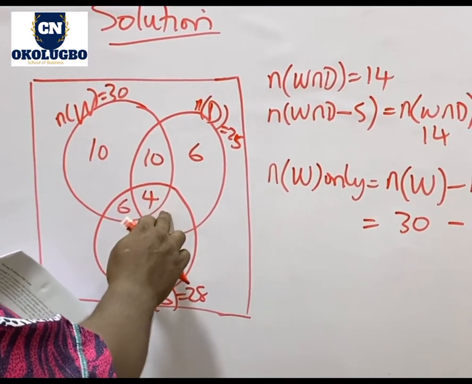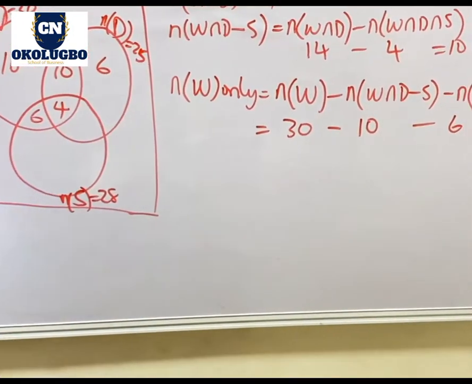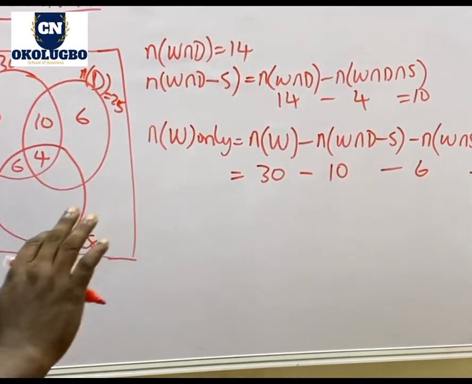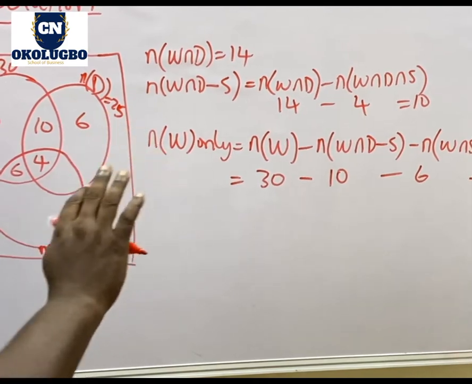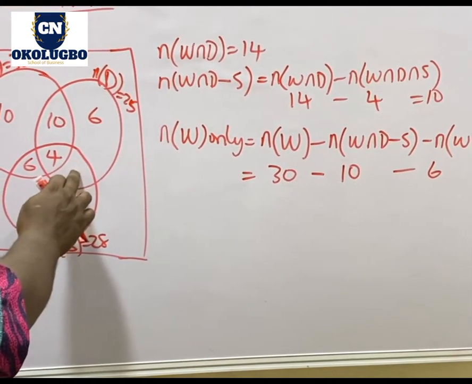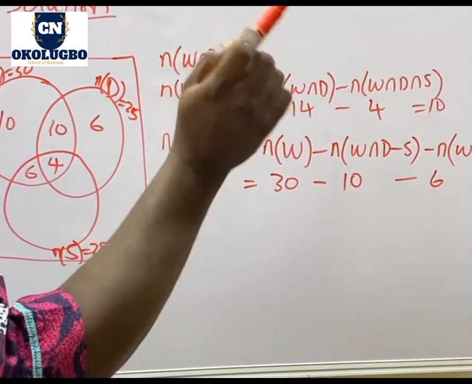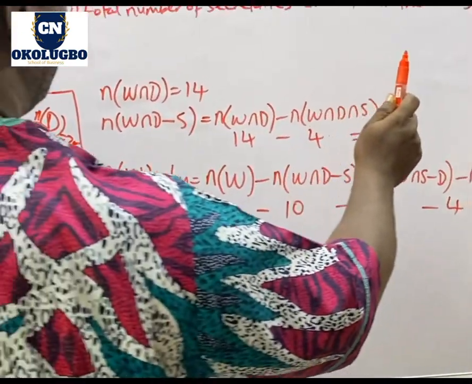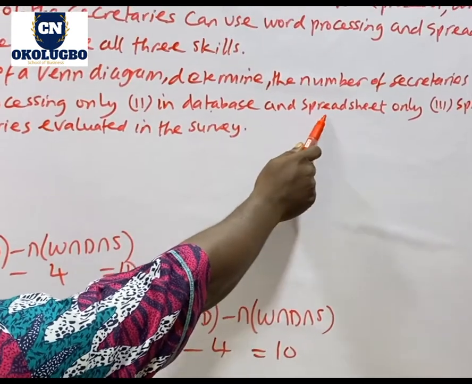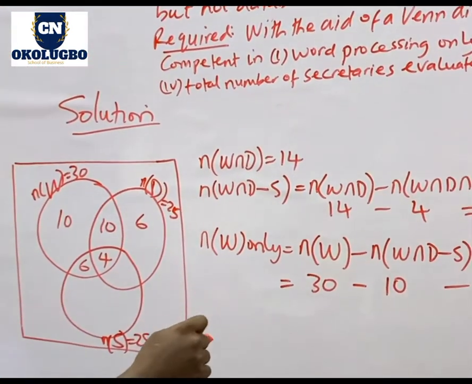To find this one is to add up all these values and deduct from 25, which is the total number of those who can use the database. With spreadsheet but not Word, that's what we're asking for. Look at the question. The question is find those who can use database and spreadsheet only. That's it. Database and spreadsheet only. So let's represent that here.